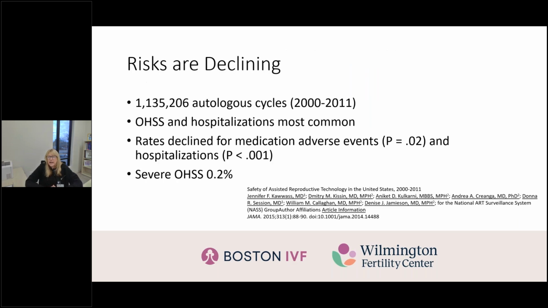The good news is that the risks with ART are declining. So this was a study where we looked at the CDC data over a 10-year period with over 1 million cycles. Ovarian hyperstimulation and hospitalizations were the most common risks, and their rates were declining, so lower hospitalizations over that time period. And then in the prior study, the ovarian hyperstimulation was 0.7%, and here it was down to 0.2%.